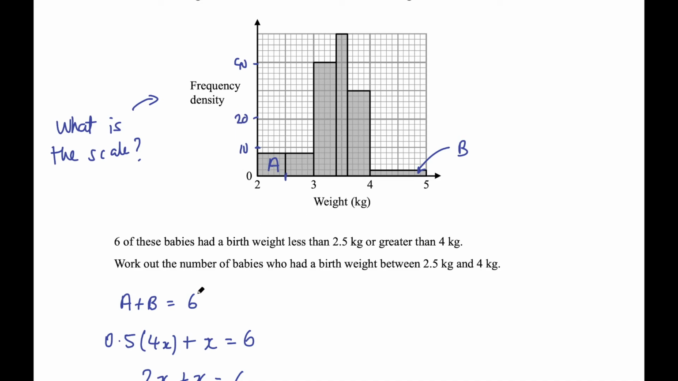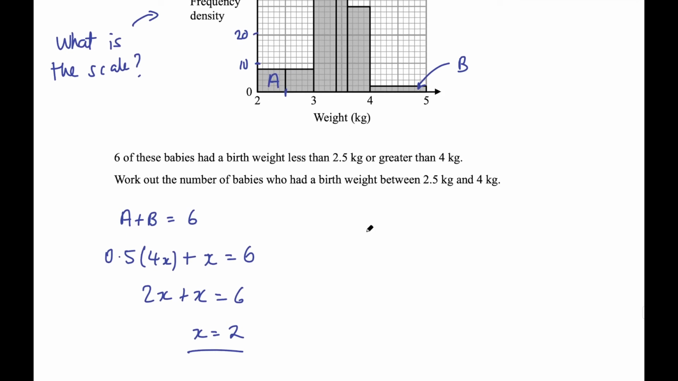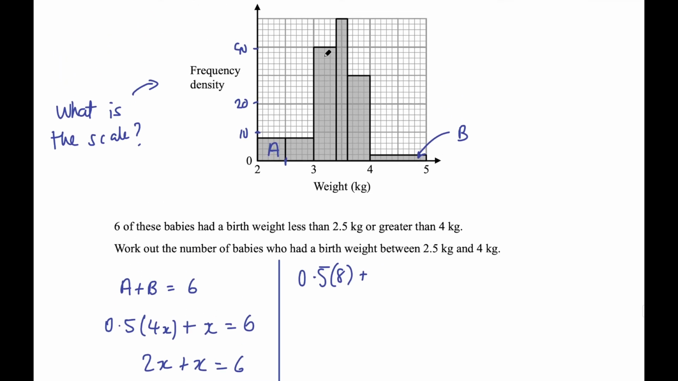We can work out the number of babies between 2.5 and 4 by working out the area of each bar. So firstly, this area, this is going to be 8 times a half. So actually, let's just write that down. We're going to have the width a half times 8 plus the area of the third bar. Well, that's going to be 0.4. The width is 0.4 there, multiplied by the height, which is 40, plus the width for the fourth bar is 0.2, multiplied by the height, which is 50.